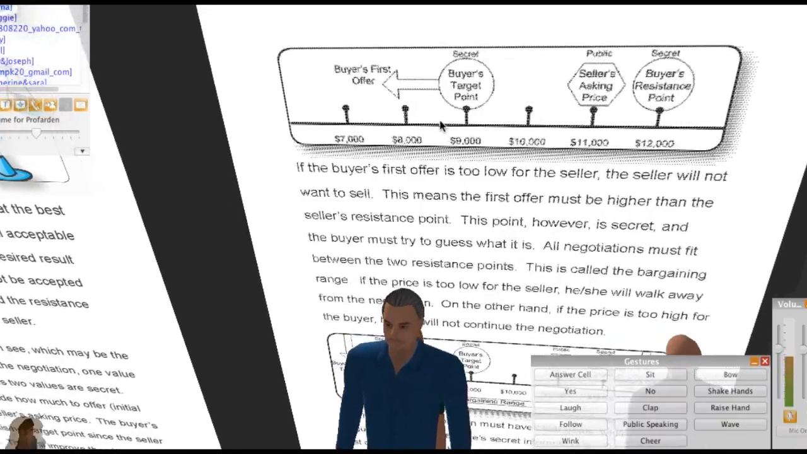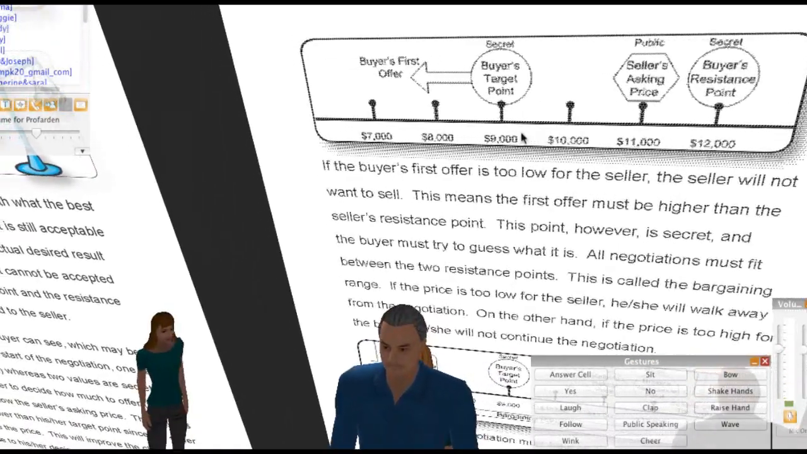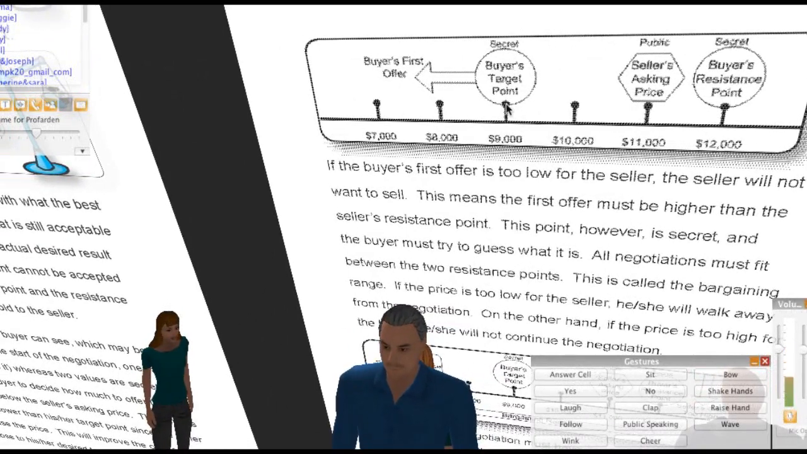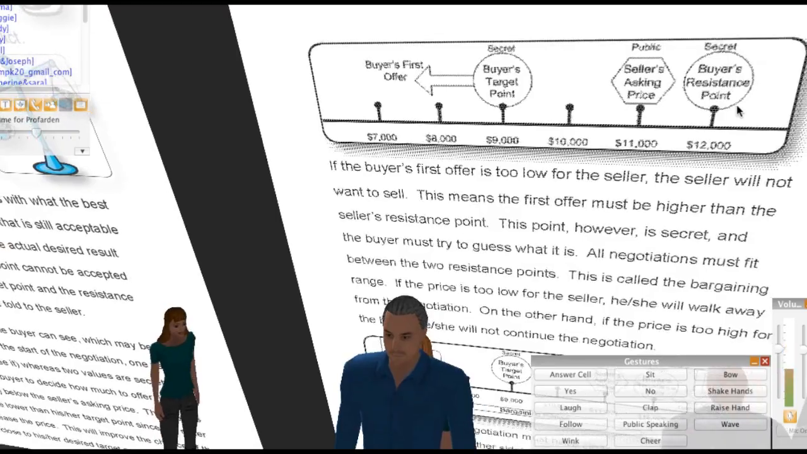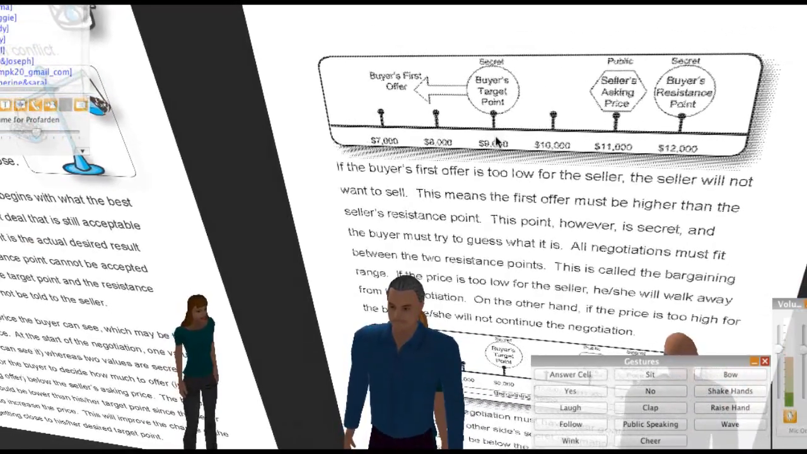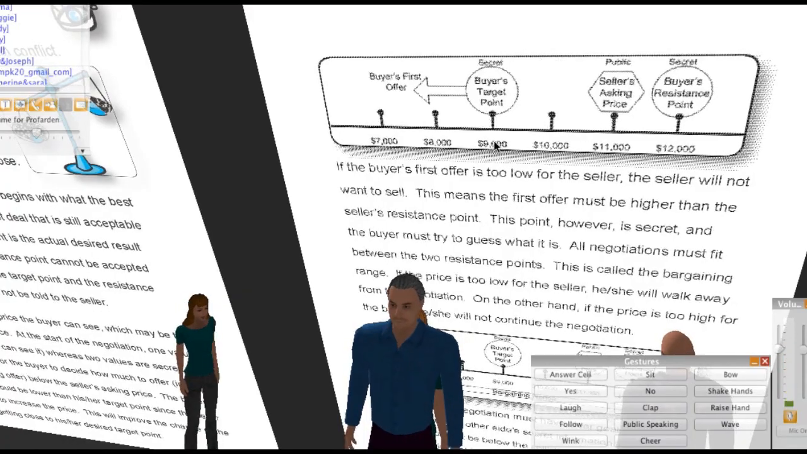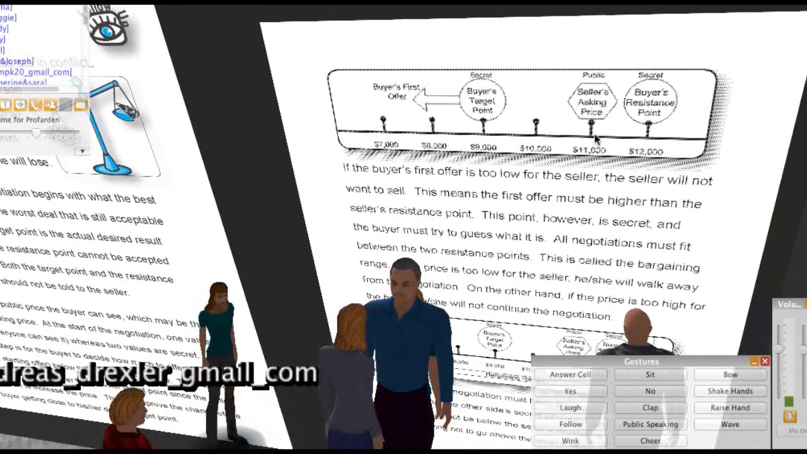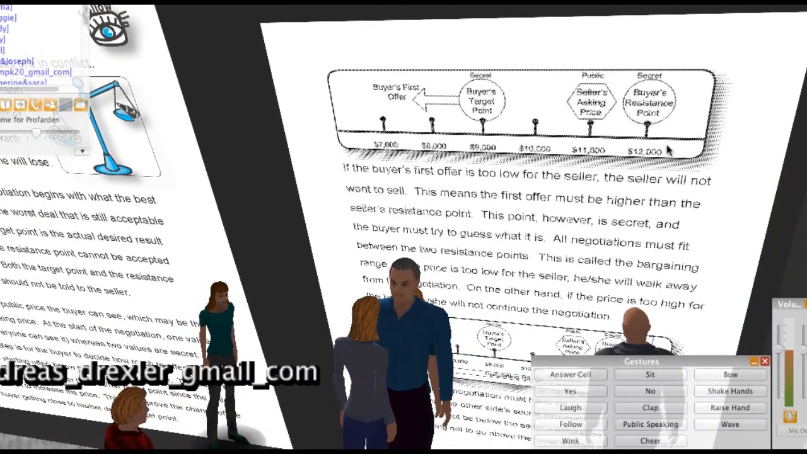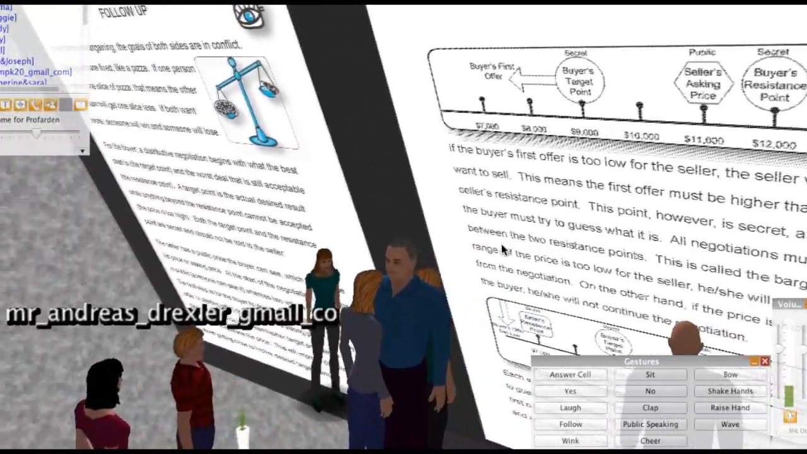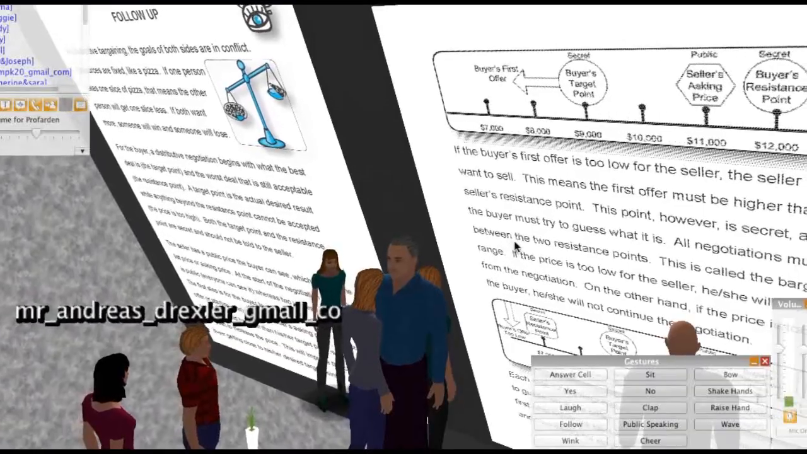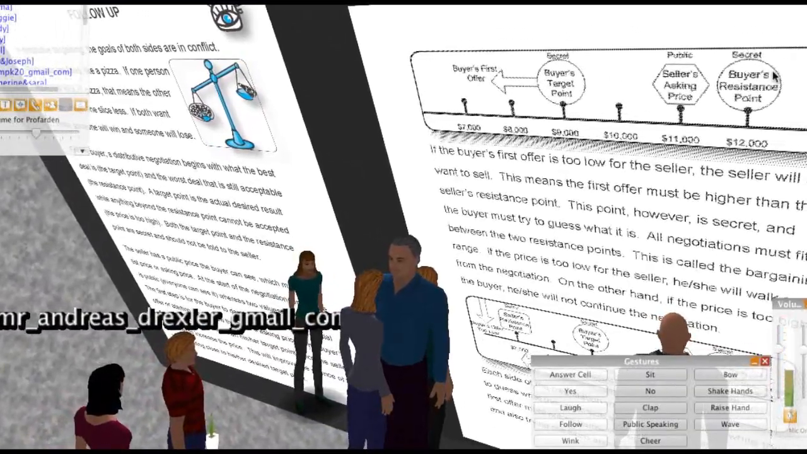So in this case, what we have is kind of the beginning of the negotiation. Here we can see that we have the buyer's target point and the buyer's resistance point. The target point is 9,000, the resistance point is 12,000, right? So the buyer's target is 9,000. That means I want to buy the product for 9,000. Can I buy it for 10,000? Yes. Can I buy it for 11,000? Yes. Can I buy it for 12,000? I can buy it for 12,000. How about 12,001? No, it cannot be more than 12,000. If the price is $1 more, if it's 1 cent more than 12,000, that is past my resistance point. I cannot do it. So this is the target and the resistance for the buyer.